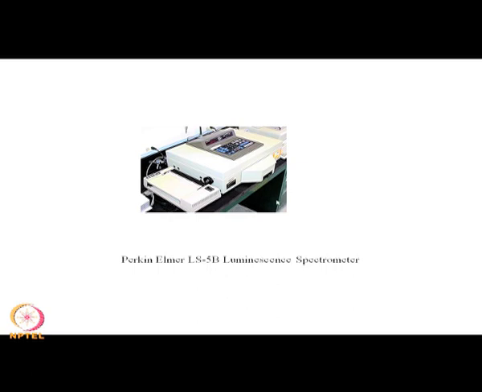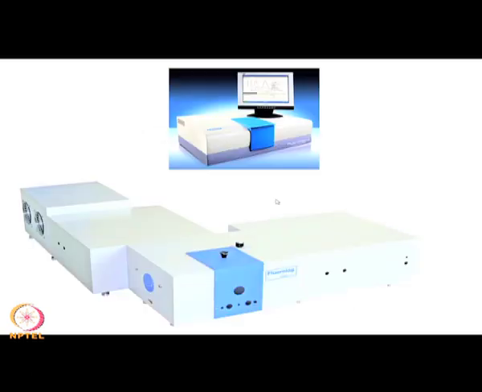Anyway, this is another instrument. Then this is Fluoromax 4. Then this is Fluorolog. It is a modular design. You see that many boxes are there. Depending on your requirement, you can change these boxes. So this is the light source, then optics, then you have the sample, then you have the detector. So Fluorolog is a very sensitive and good instrument as far as fluorimeters are concerned.